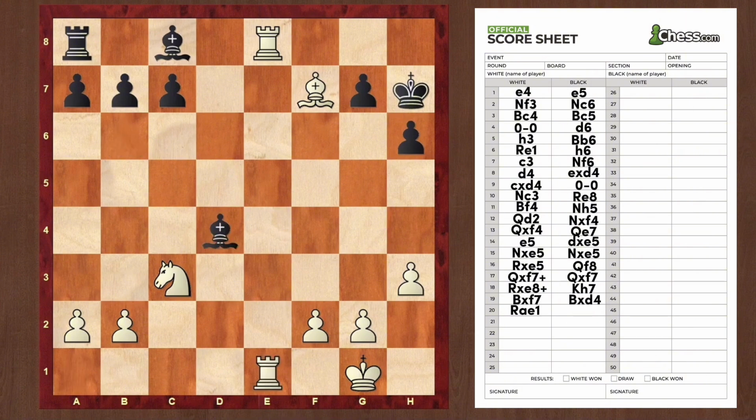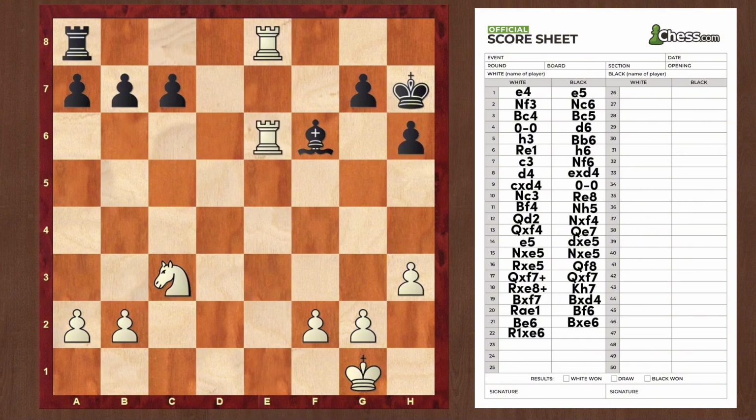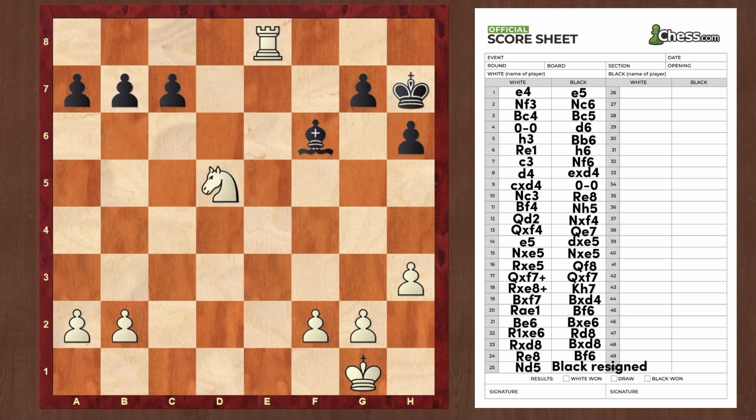rook a to e1, bishop to f6, bishop e6, bishop takes e6, rook 1 takes e6, rook d8, rook takes d8, bishop takes d8, rook e8, bishop f6, knight d5, and then black resigned.